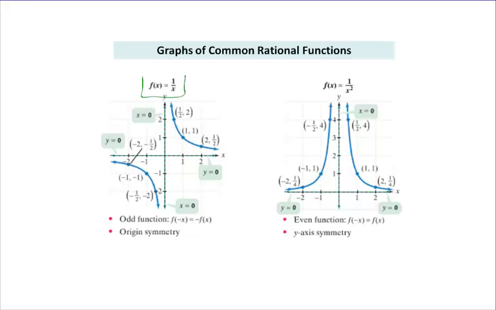Here is a parent function. It's the parent reciprocal function. If you'll remember, it had a vertical asymptote at x equals 0, a horizontal asymptote of y equals 0. It is an odd function because it is symmetric about the point of origin.